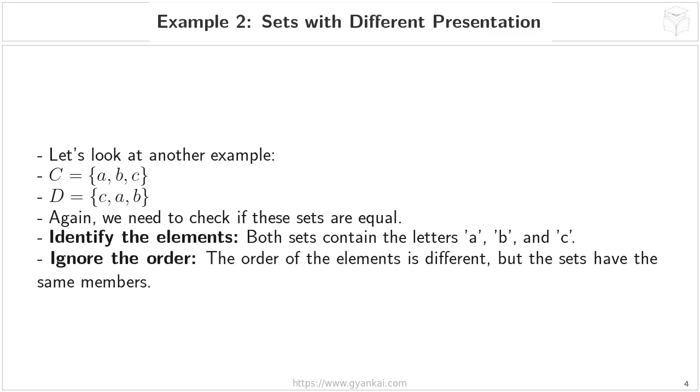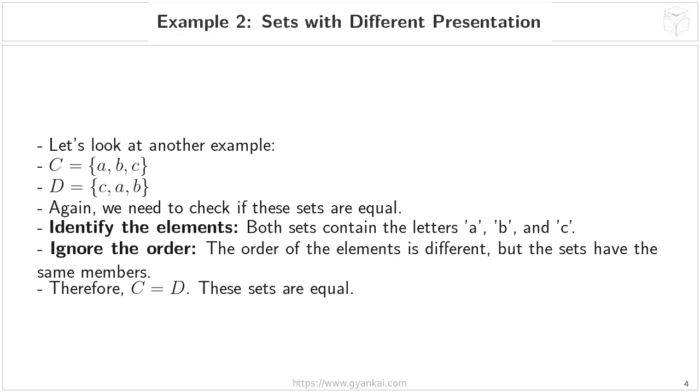The order in which these letters are listed is different. In C it's A, B, C, and in D it's C, A, B, but that doesn't matter. We ignore the order when checking for equality. The sets have the same members. Therefore, we can confidently say that C is equal to D.